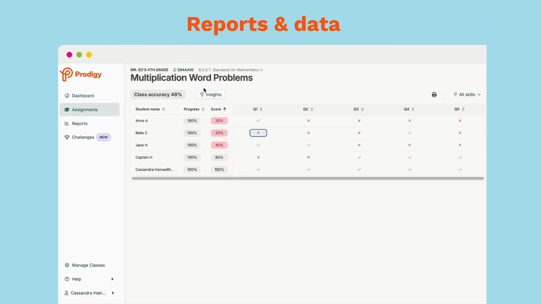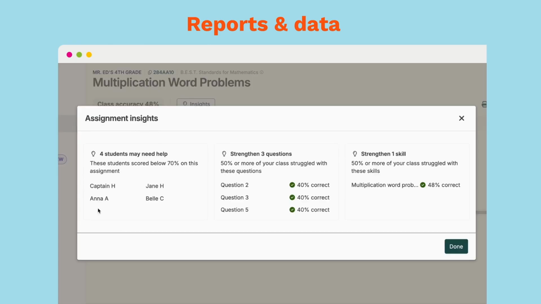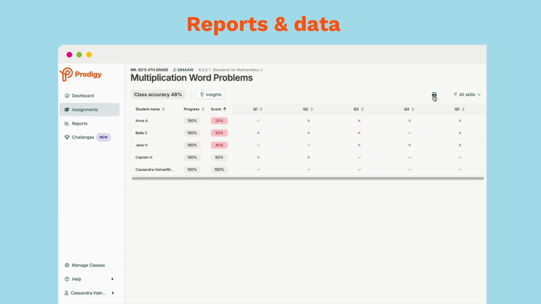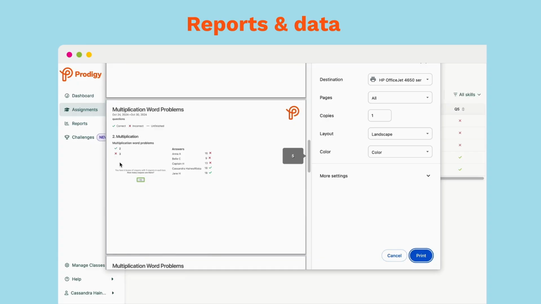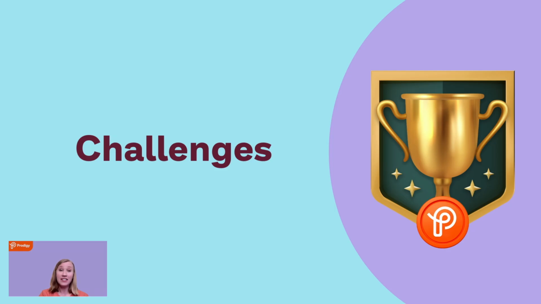The Insights button analyzes all of the data and provides an overview of which students need help, which questions your class struggled with, and the skills your class needs to continue practicing. To view the whole assignment, you can click the print icon to see the questions, answers, and student responses by question. Now that you've seen the data that Prodigy can provide, how can you motivate and engage your class?